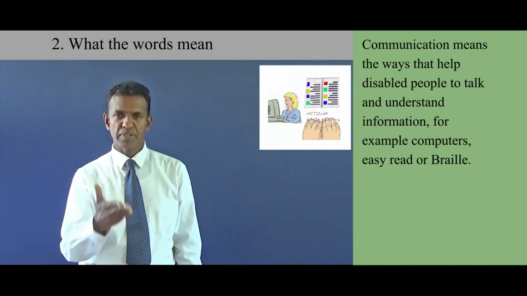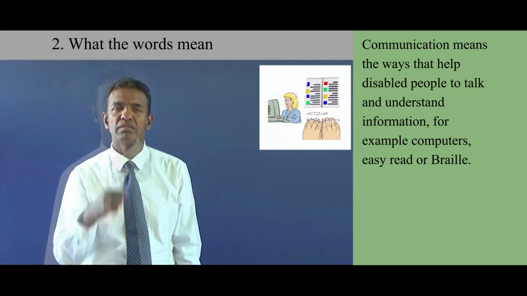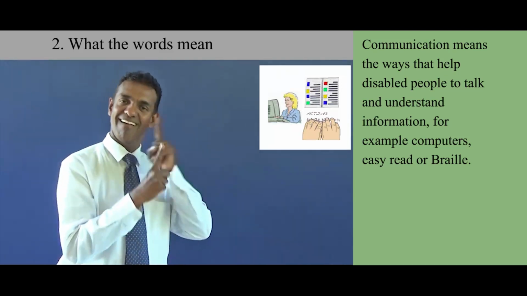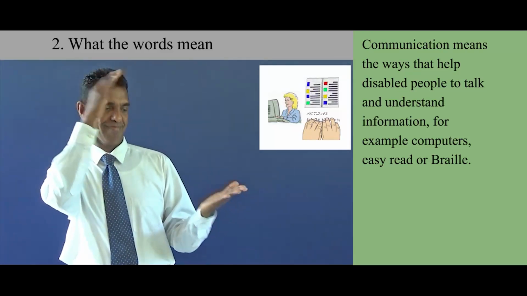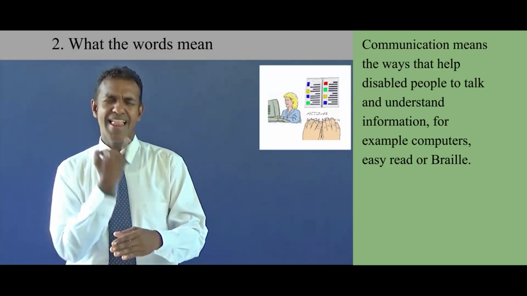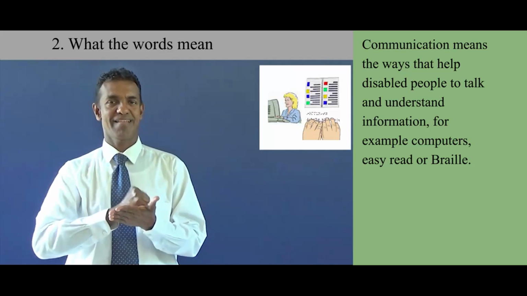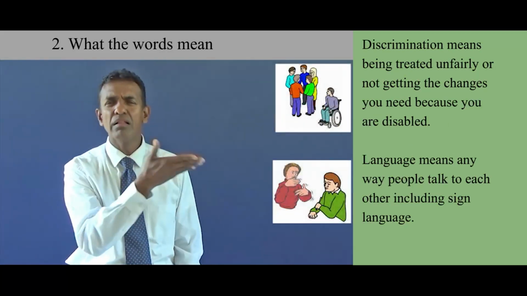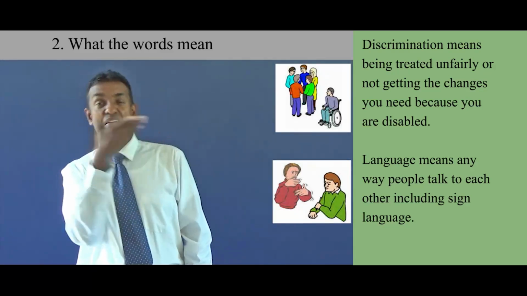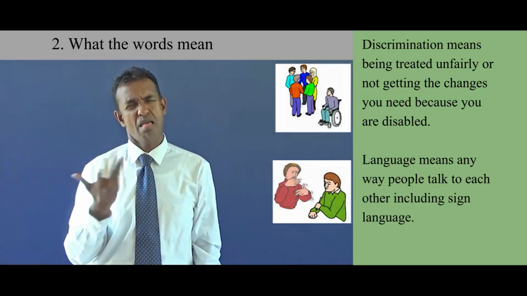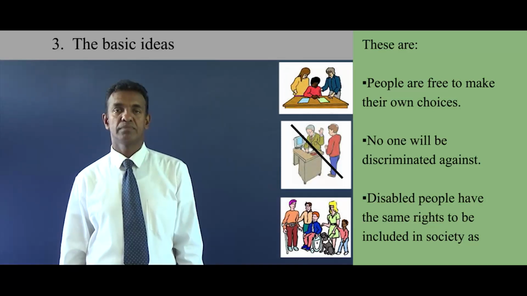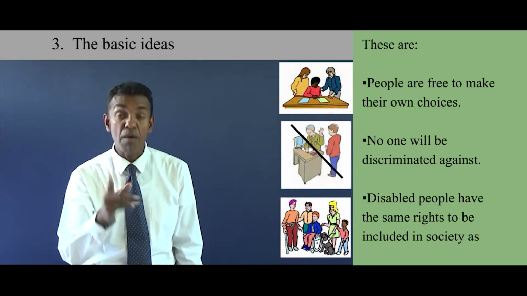What the words mean. Communication means the ways that help disabled people to talk and understand information. For example, computers, easy read, or braille. Discrimination means being treated unfairly or not getting the changes you need because you are disabled. Language means any way people talk to each other, including sign language.